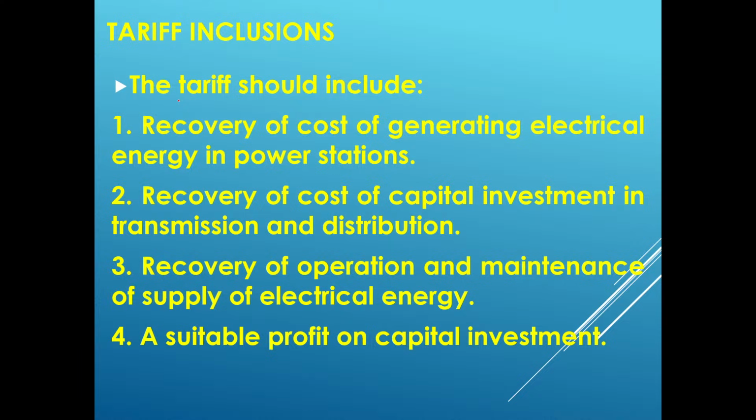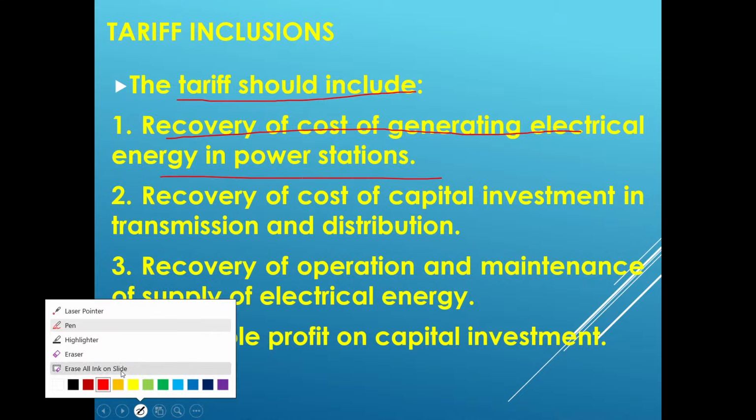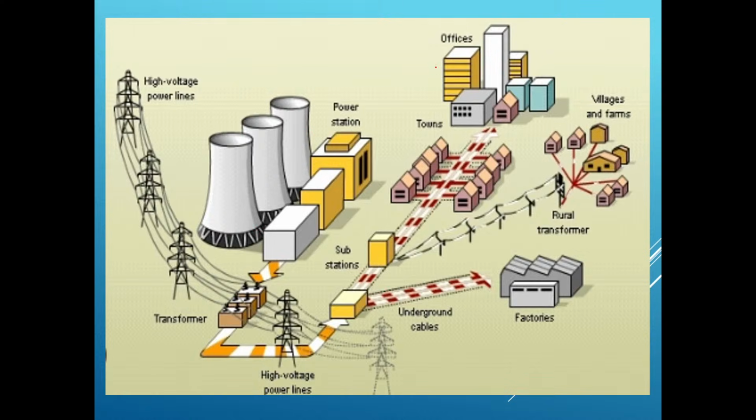Tariff inclusions. Tariff should include recovery of the cost of generating electrical energy in power stations. If you see in this image, this is our power station. Many people will be working here, and there are many equipments in the power stations which operate to generate the electrical energy. Whatever amount of money has been spent, whatever they invest to generate the electrical energy, has to be recovered.